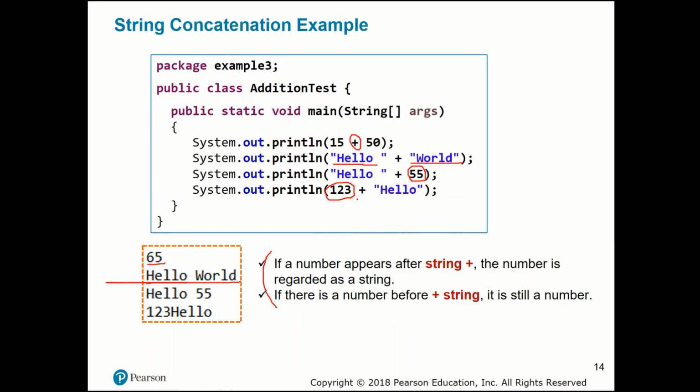In this example, since there is only one number, we don't notice a big difference. And all of them are output just like strings. So this is the result of hello 55. And this is the first statement, 123 and hello. Yes, this is the print out result.